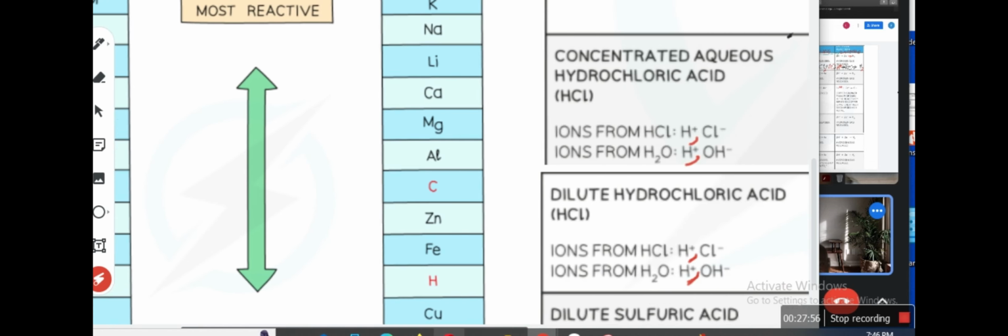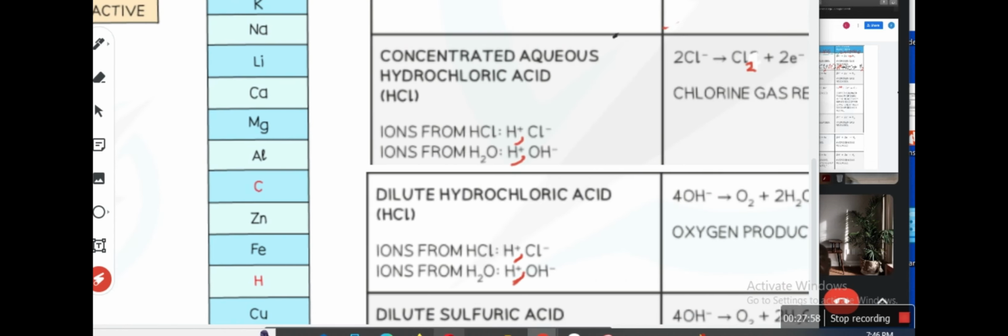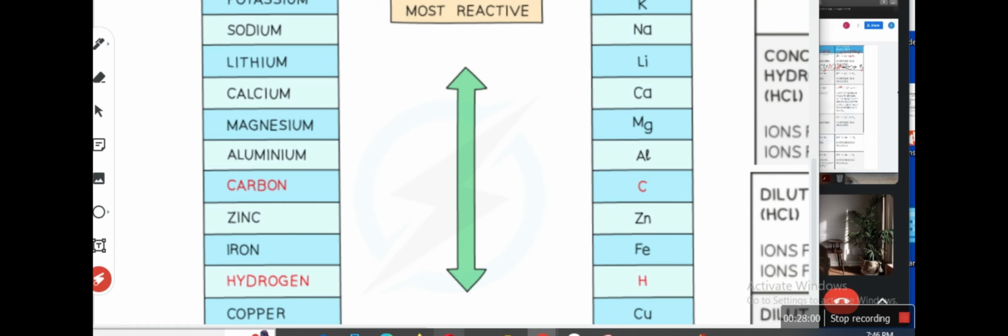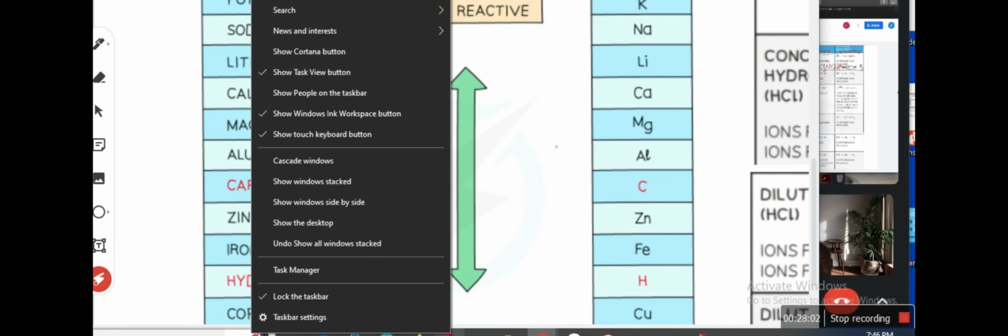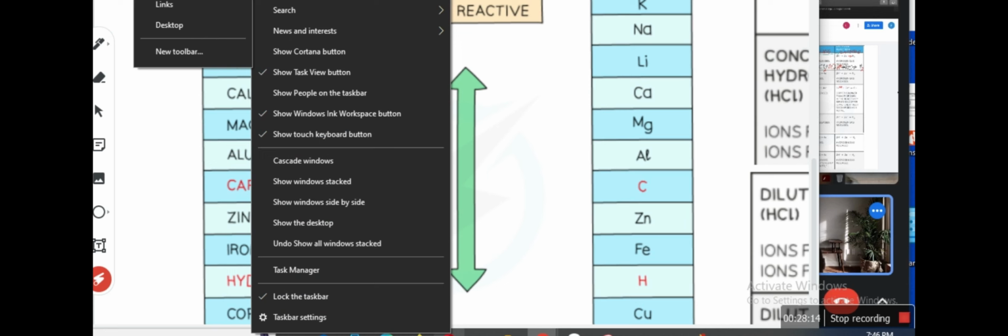Is that clear? So one factor is position in the reactivity series. That's one of the factors that determines which one is chosen and which one is ignored.